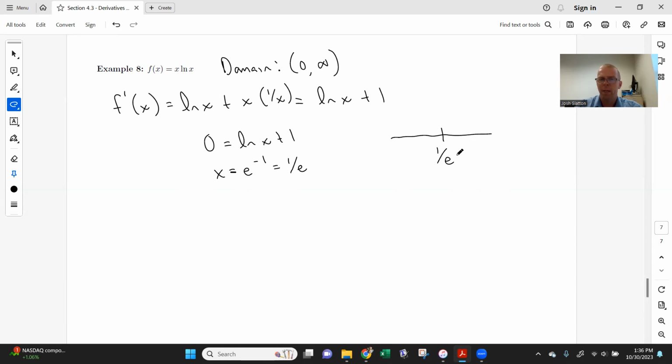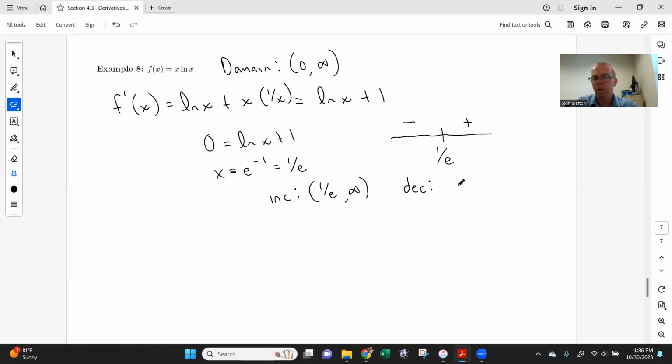Now with these you're going to have to actually plug in numbers. So we can plug in numbers near 0, and 1 over e is some decimal less than 1. Pick a number like 0.1 and plug it in, and we get a negative. Pick a number bigger than 1 over e, so plug in e, and ln of e is 1, 1 plus 1 is 2. So this one is positive over here. So we are increasing from 1 over e to infinity.